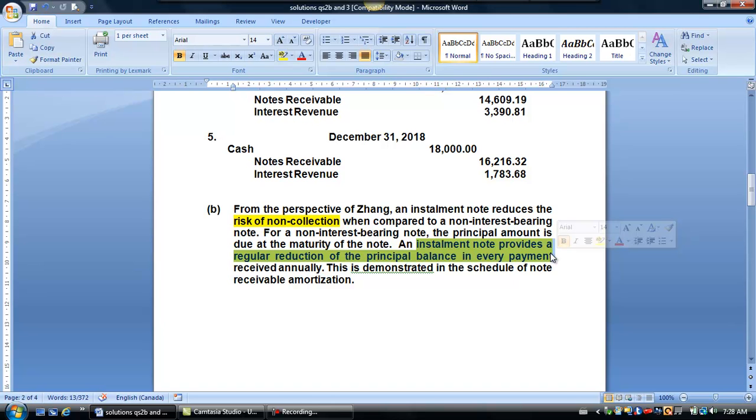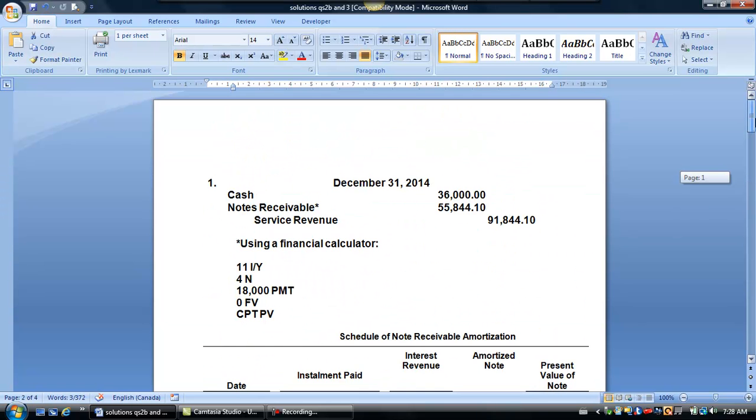You're not having to wait at the end of the 4-year period or 3-year period, whatever it is. In this case, it's 4 years in order to get back the face value of the note. You're getting it back with every payment. So in essence, there's a reduced risk of non-collection. So that concludes our presentation on installment notes receivable with a down payment.